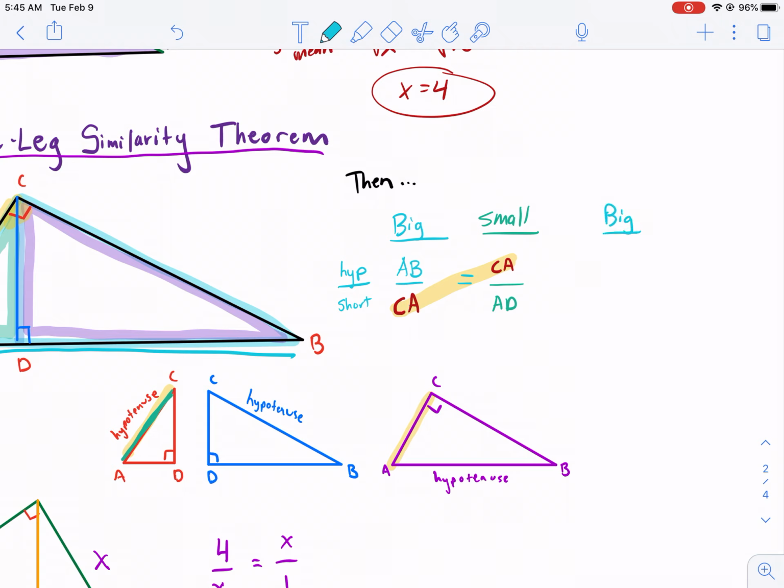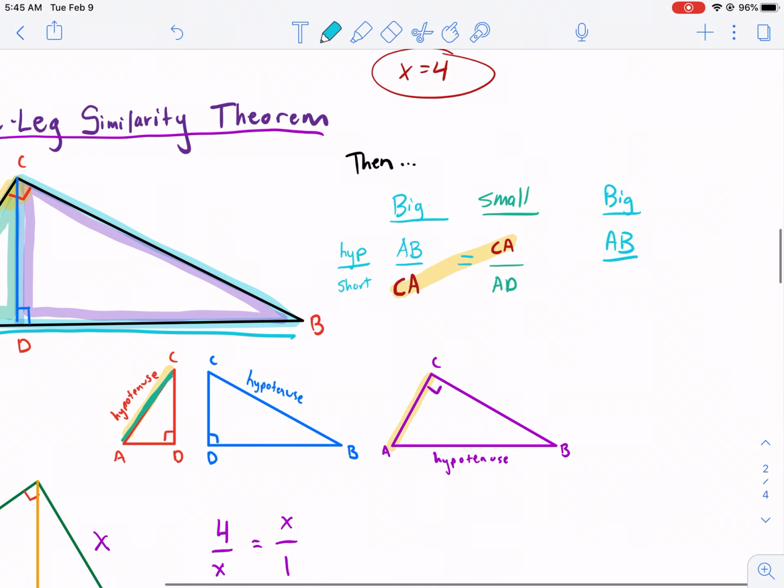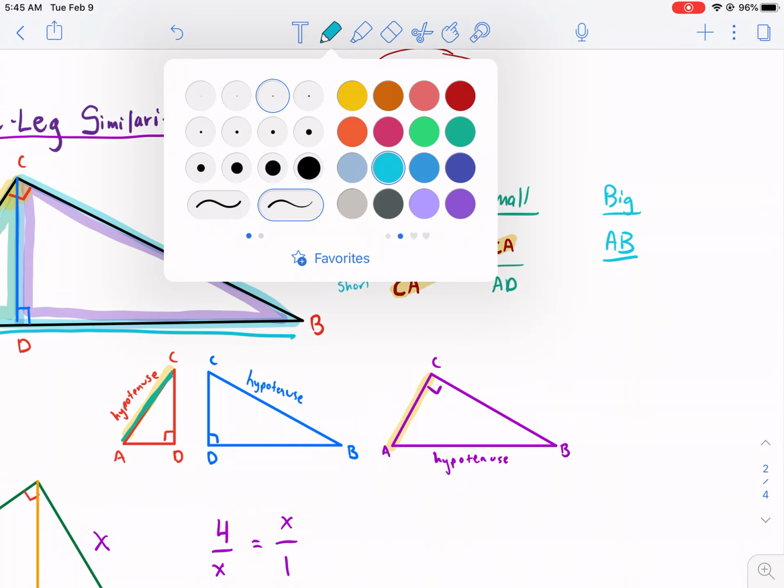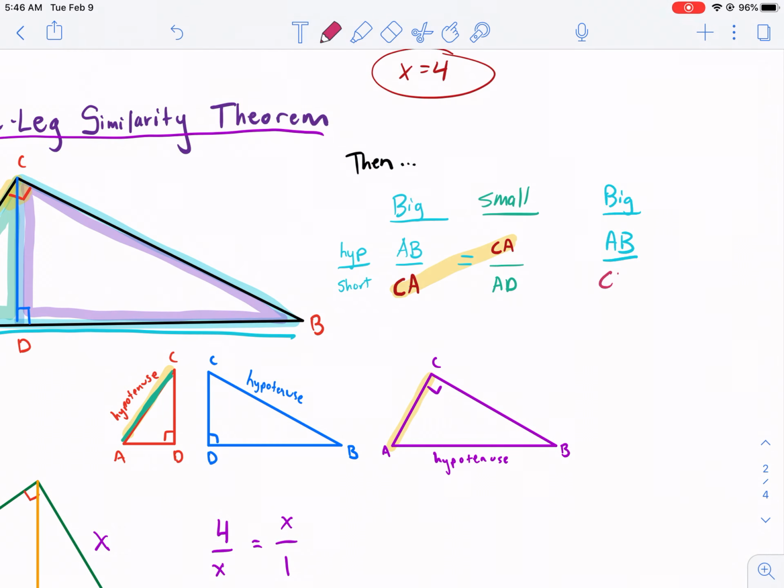I'm going to compare the hypotenuse again, AB, but this time I'm going to go with the long side. The long side in this case is CB. So let me choose a different color. Let's go with this pink color, CB. Okay, so what did I compare? I compared the hypotenuse over the long side of this triangle.